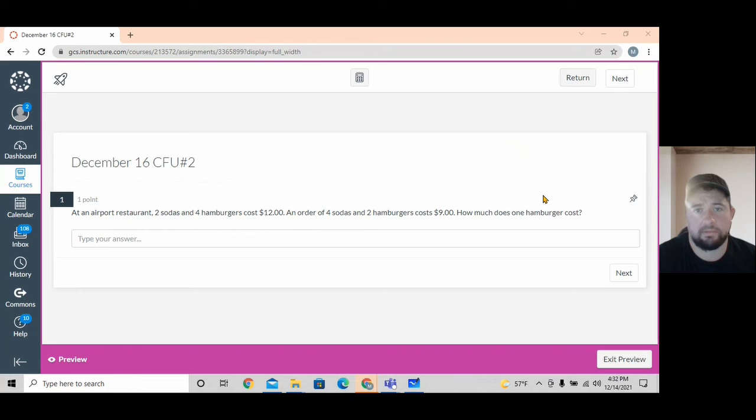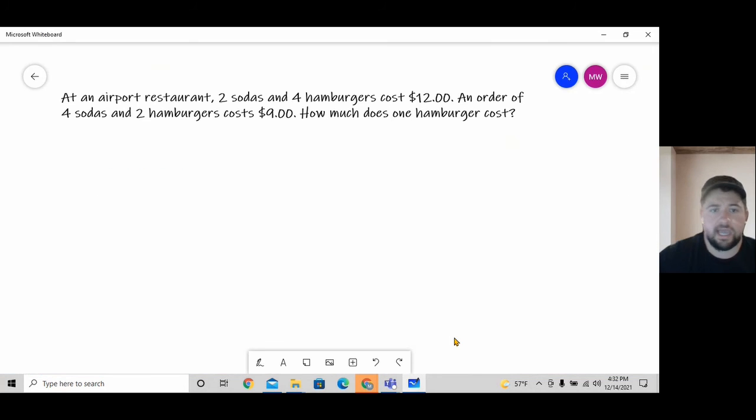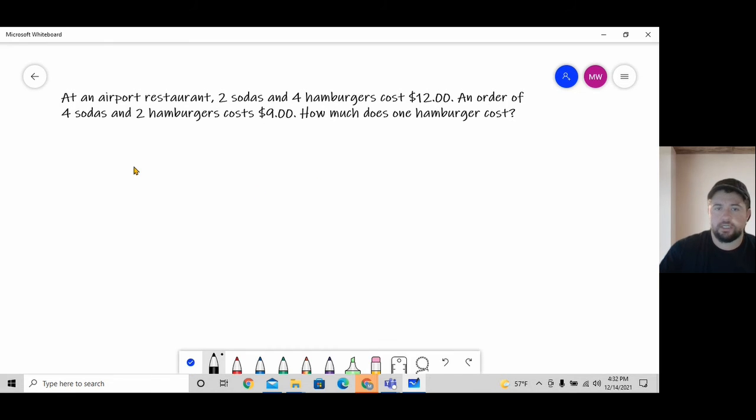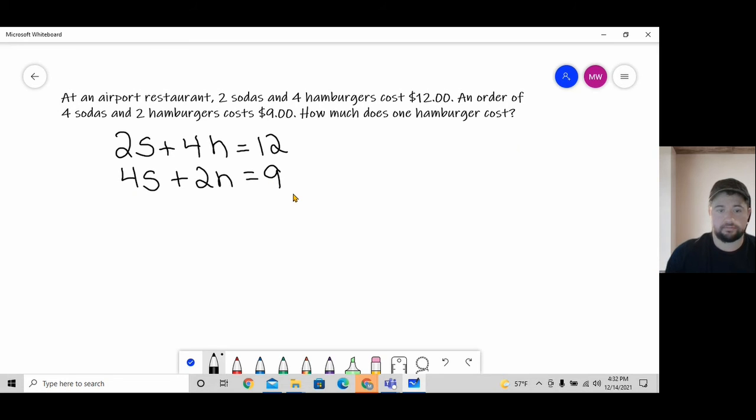Now we will look at our word problem. At an airport restaurant, 2 sodas and 4 hamburgers cost $12. An order of 4 sodas and 2 hamburgers costs $9. How much does 1 hamburger cost? So we need 2 equations. So I'm going to say 2s, 2 sodas, plus 4h, 4 hamburgers, has to equal $12. And then I'm going to say 4s, 4 sodas, plus 2h, 2 hamburgers, has to equal $9.